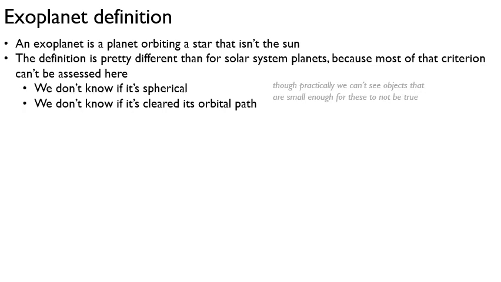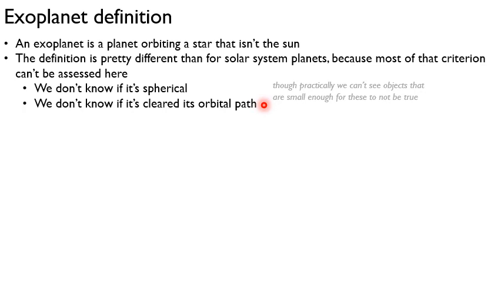It has to be orbiting the Sun in the solar system. It has to be orbiting a star for an exoplanet. In the solar system, it has to be spherical, but here we don't know whether or not these are spherical. In the solar system, it has to be clearing its own orbital path, but we don't know that.